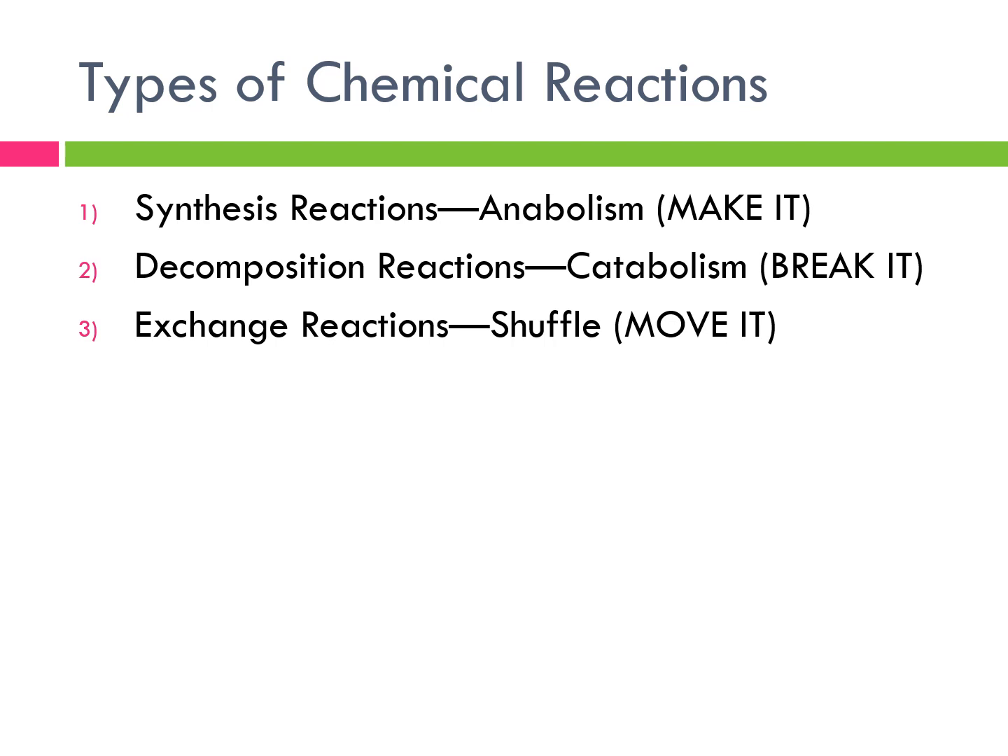We have a couple different types of chemical reactions. We have anabolic reactions, which make things. When you think anabolic, I always think of anabolic steroids make big muscles. So anabolism is growth or building. Catabolism is breakdown or decomposition reactions. So it's the opposite of anabolism. And then we have exchange reactions where you are just moving or swapping one thing for another. You're not necessarily building anything or breaking anything down, but you're changing components.